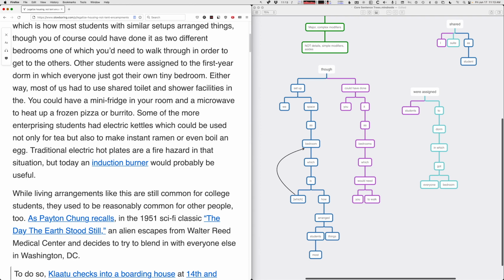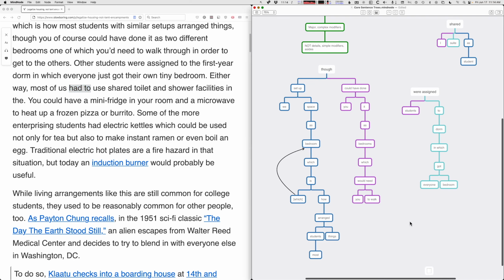So, it's most. Most is the subject, not us. Us is the prepositional object of. It seems sort of like it's us had to use, which sounds weird, because us is the wrong word for that. It would be we had to use. It's in the object form rather than the subject form, which makes sense because it is the object of of. Anyway, so it's most had to use shared toilet.